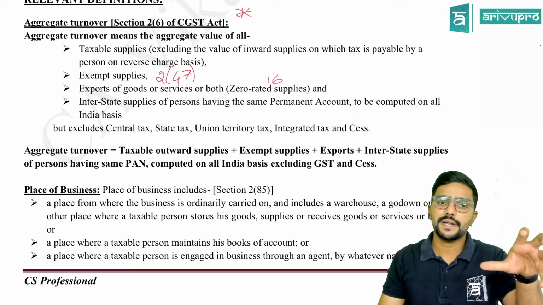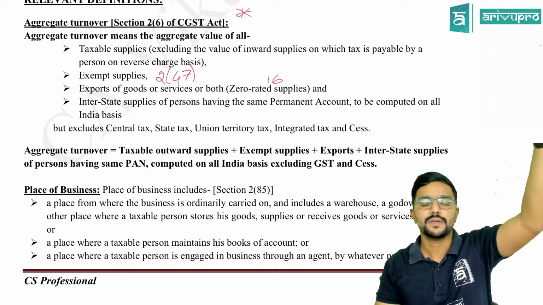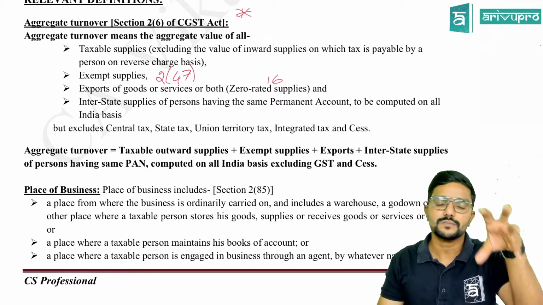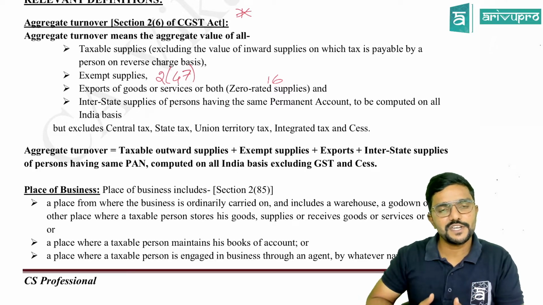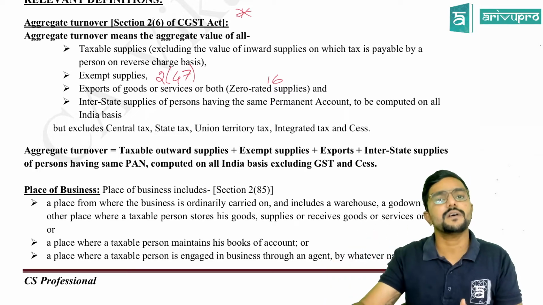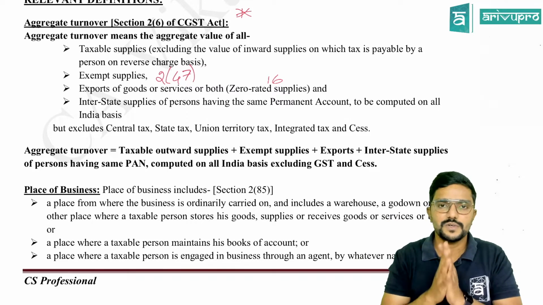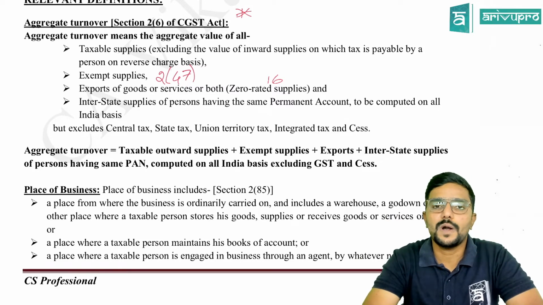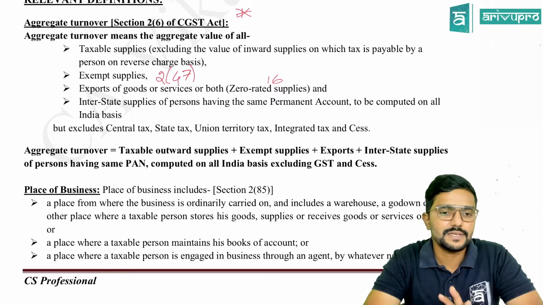Clear? So aggregate turnover, whatever is given in Section 2(6), is applicable for the entire Act, even for the registration chapter also. The aggregate turnover definition is very, very important, because registrations in a few cases depend on the aggregate turnover of a person as per Section 22. Agree? So it is very important for you to know what exactly aggregate turnover is, what it includes and what it doesn't include. Clear? Yes, sir.